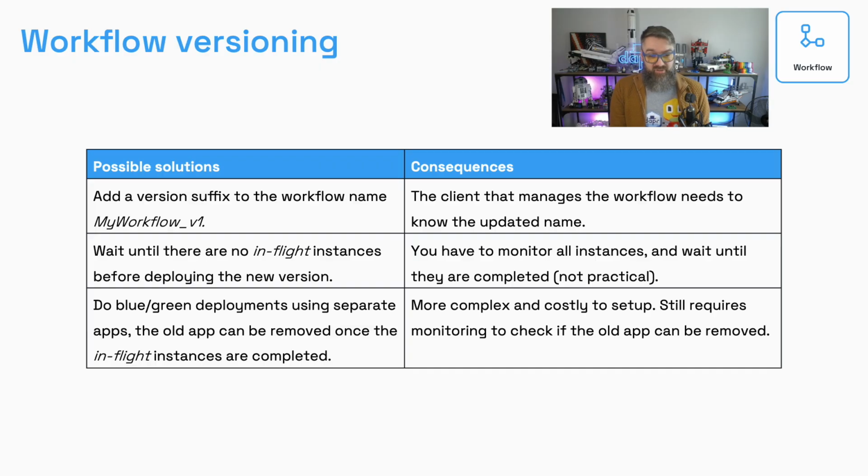Another option, which is definitely safe to do, is blue-green deployments. So you keep running the old version and then you deploy a new instance on another resource. The old one can still execute the in-flight instances, and once those have been completed, you can get rid of the old instance. It's definitely more complex and also costly to set up because you need to have two active instances, and you also still need to monitor when the in-flight executions are completed. And at the moment there's not really a good way to do that yet.